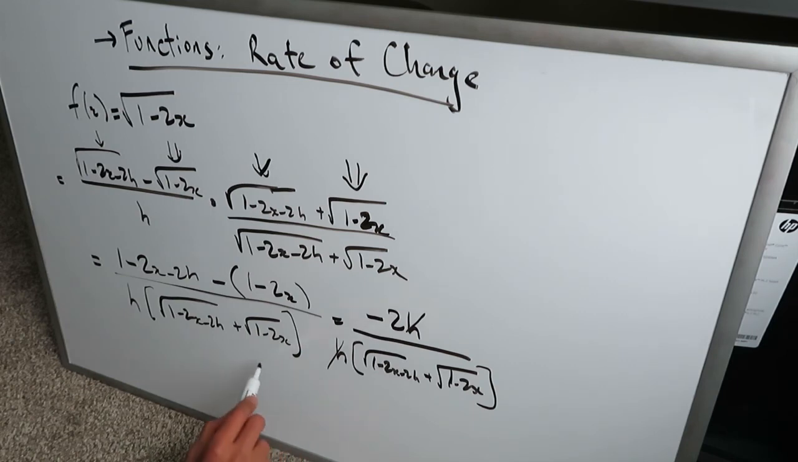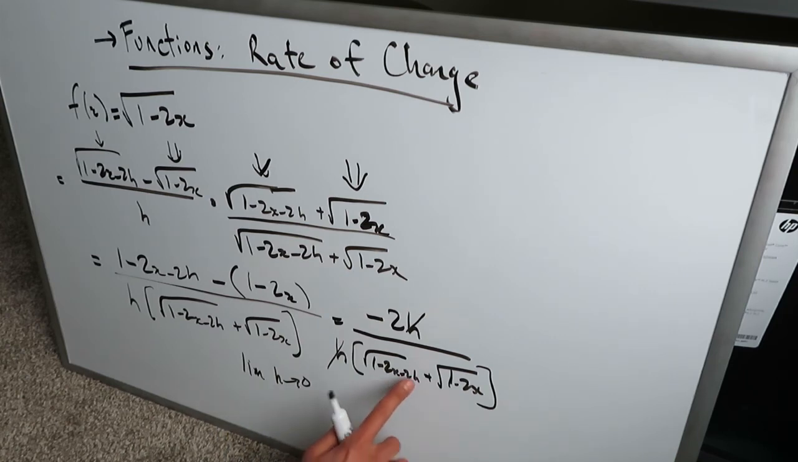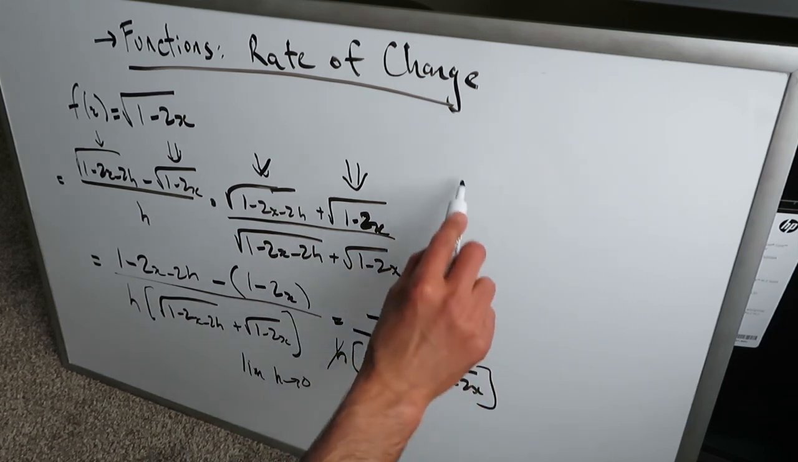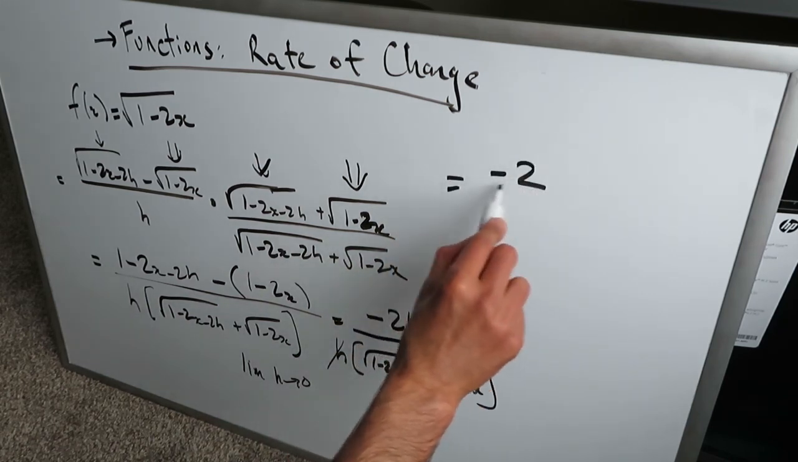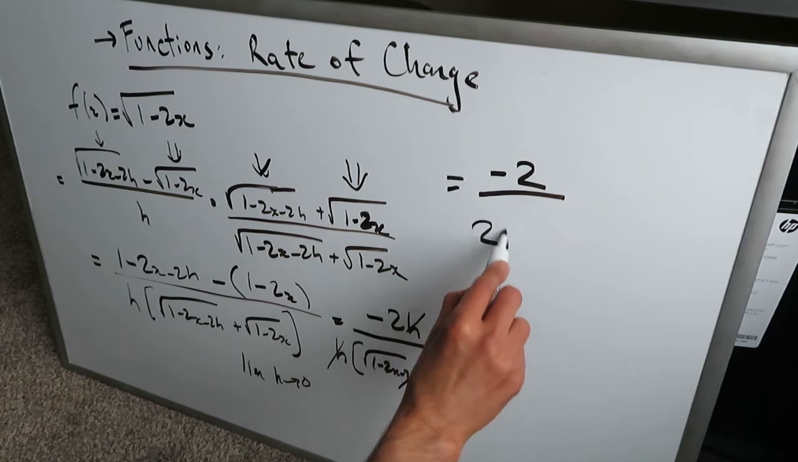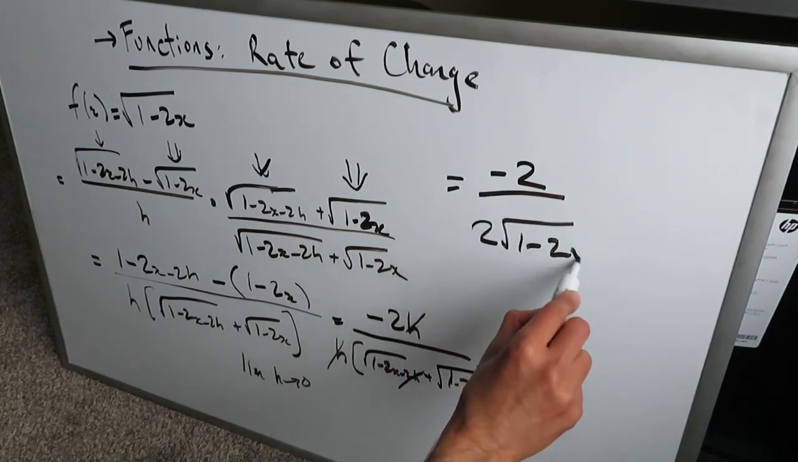Let's look at the whole concept of the limit as h approaches 0. What happens as h approaches 0? Any of these terms which have an h will actually become 0. This right here, minus 2h, will approach 0 and become 0. You are actually left with a root of 1 minus 2x plus a root of 1 minus 2x. That's just adding two radicals. If you have two radicals and they're identical, you just add them up. Easy. Your final answer will be this, minus 2 over 2 root 1 minus 2x.